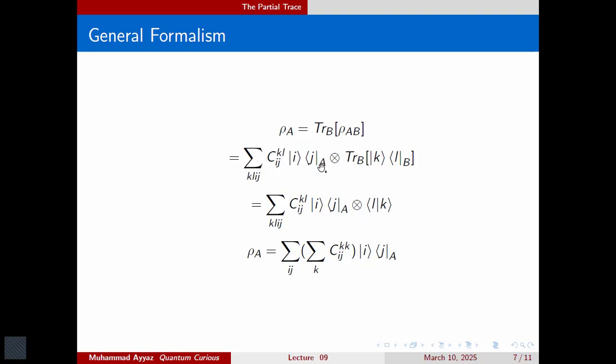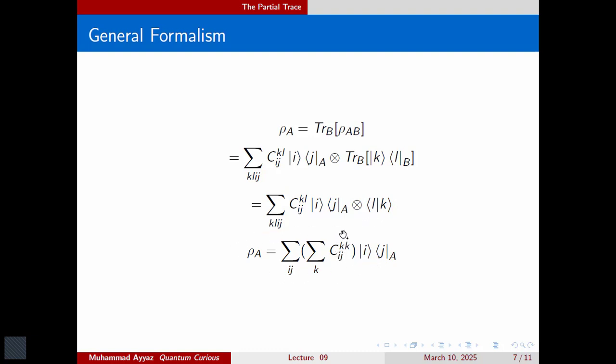orthonormal vectors describing subsystem A and subsystem B. Taking the trace over B of this joint state, we can easily obtain the reduced state of subsystem A. So taking trace B, we can see that it just boils down to the inner product of the state L and state K. In order for the inner product to be 1, they both have to be the same. So if we assume that L and K are equal to each other, we can obtain the reduced state.